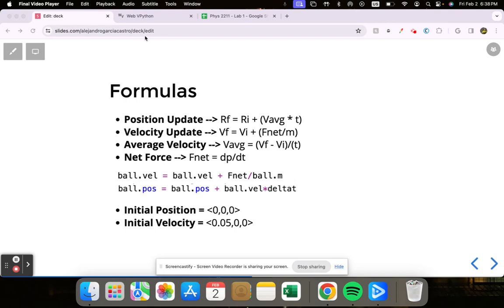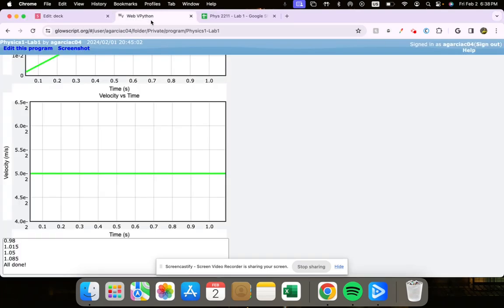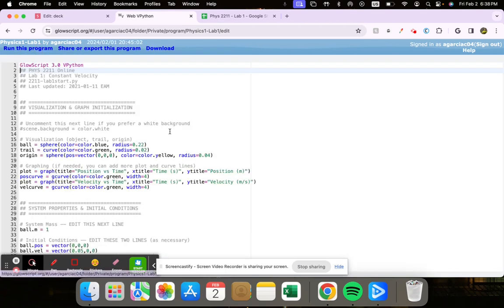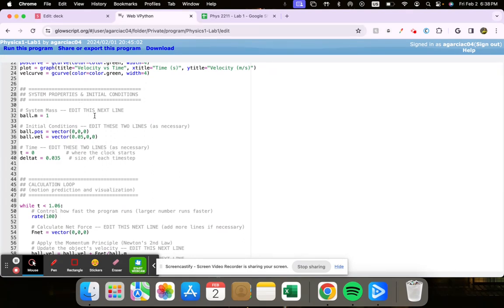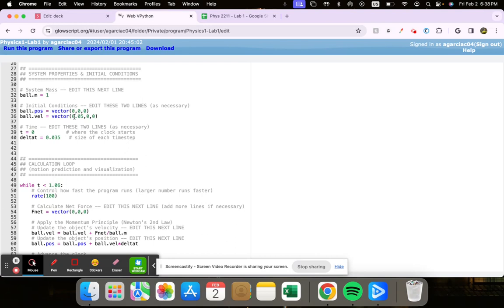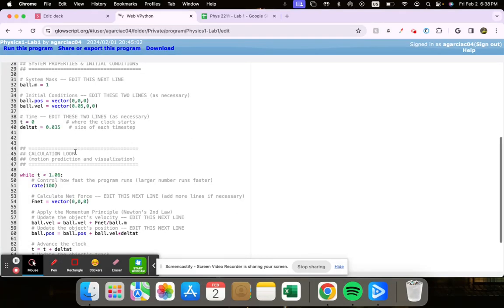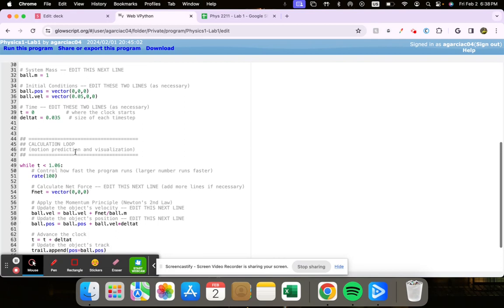Here you can take a look at my video and you can see how the golf ball moves at a pretty constant velocity. Looking at my code and my system's conditions, we can see that the mass is equal to 1, the initial position and initial velocity are 0, 0, 0, and 0.05, 0, 0, as stated previously. The initial time is 0, and the delta t is equal to 0.035 seconds.